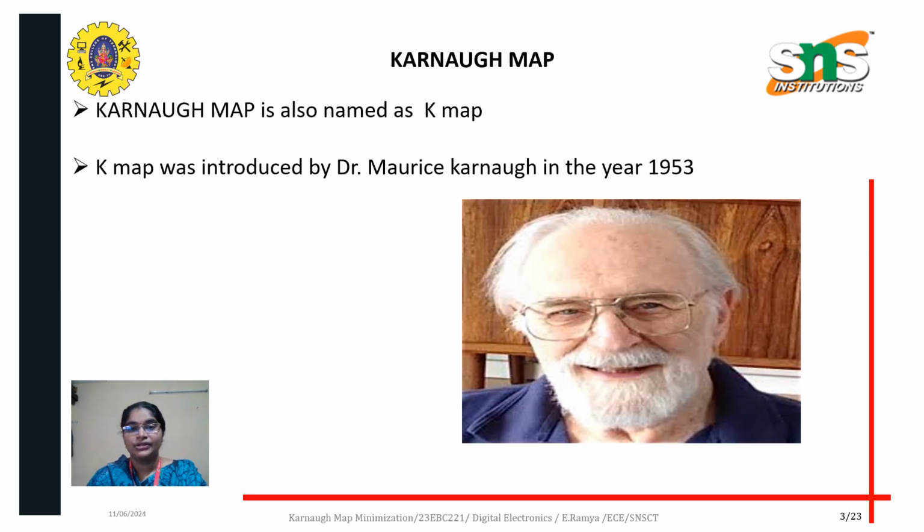So next, this is the Karnaugh map. Why it is called Karnaugh map: this map was invented by the scientist Karnaugh, also named as K-map. The K-map was introduced by Dr. Maurice Karnaugh in the year 1953. So that's why it is called a K-map.